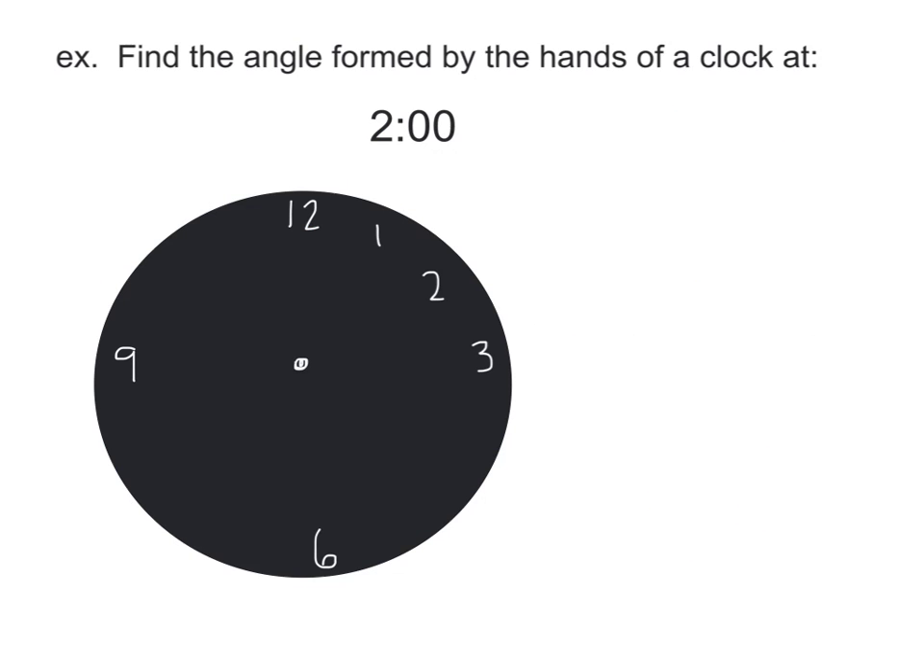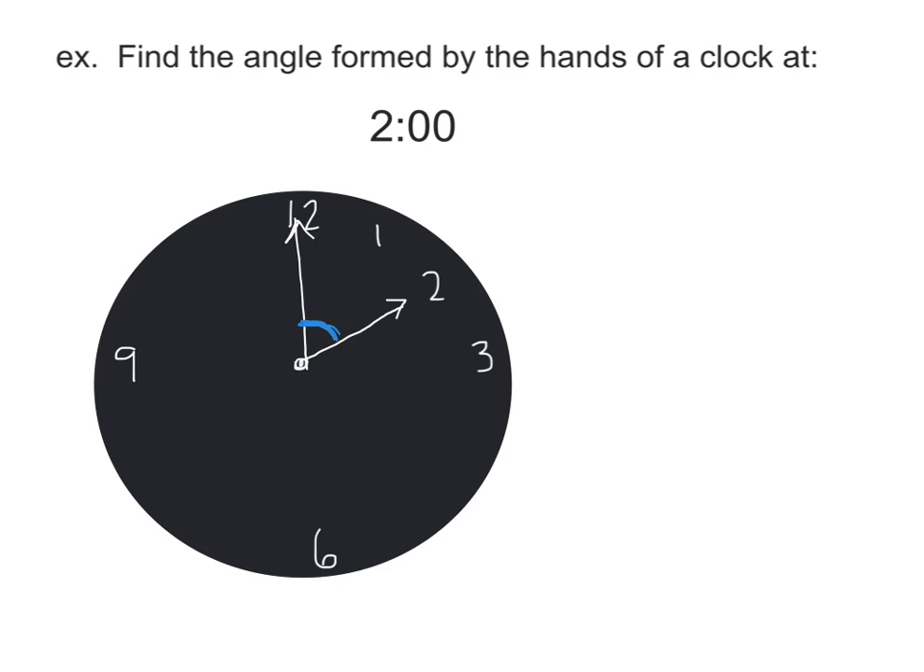All right, so let's go ahead and find the angle formed by the hands of the clock at 2 o'clock. Okay, so set yourself up a clock. Make sure you can draw the hour hand and the minute hand. So I know my big hand is at the 12. My little hand is going to be pointing at the 2. Okay, what do we want to do? We want to find the measure of this angle right here.